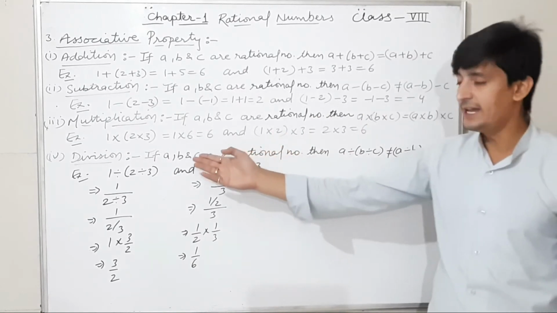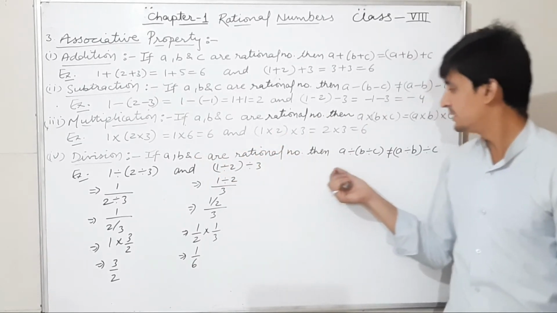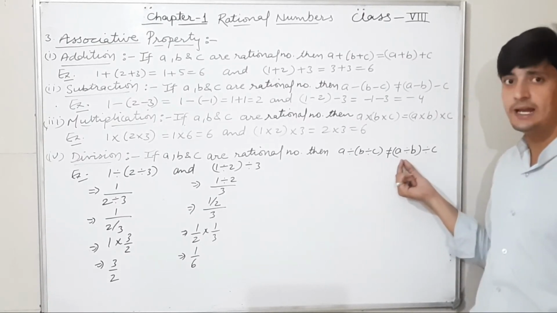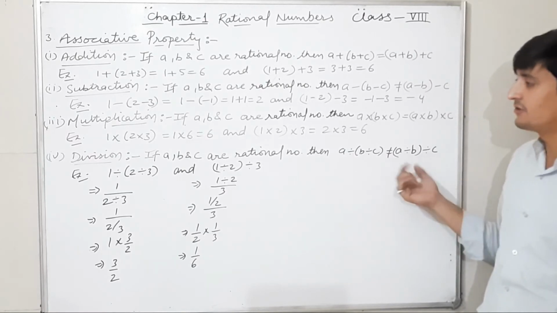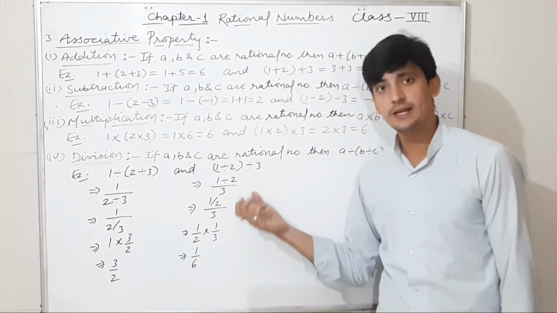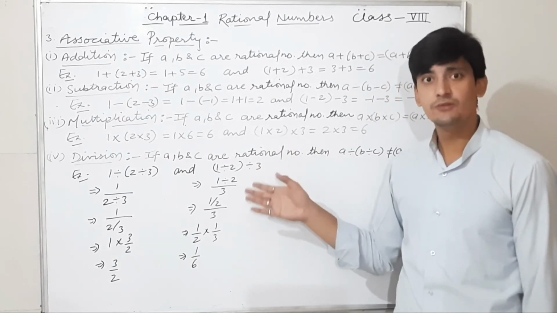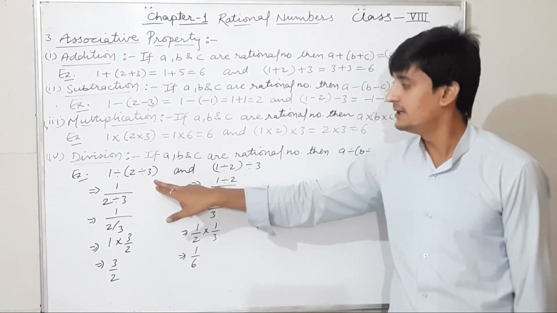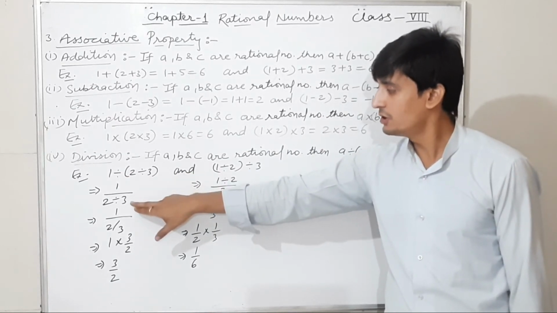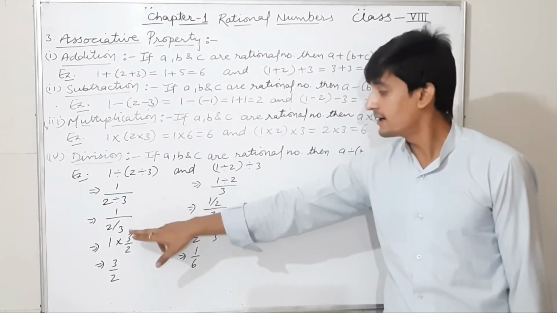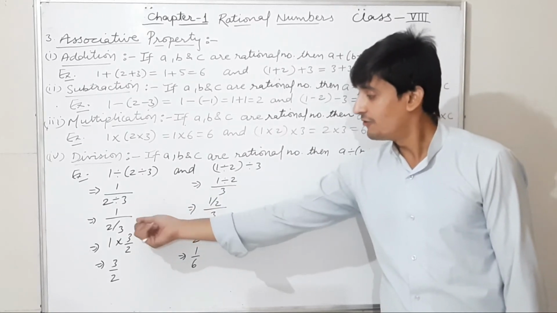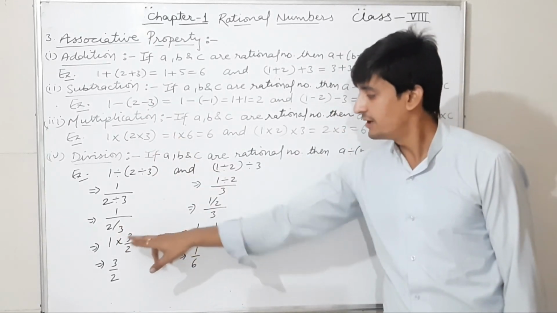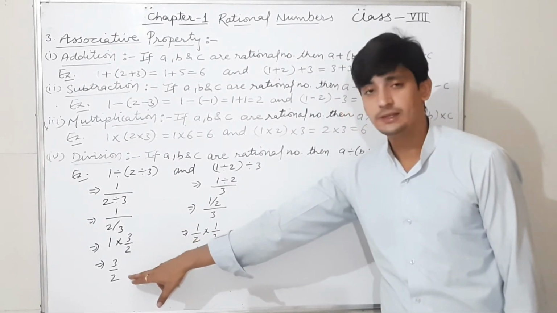So this property is satisfied for multiplication. Now for division, if a, b and c are rational numbers, then a divided by bracket b divided by c will not equal bracket a divided by b bracket close divided by c. For example, let's suppose a equals 1, b equals 2 and c equals 3. 1 divided by bracket 2 divided by 3. I can write 1 upon 2 divided by 3 as 2 upon 3 in the denominator. Taking 2 by 3 reciprocal, 1 into 3, 3 upon 2. Here I get 3 upon 2.